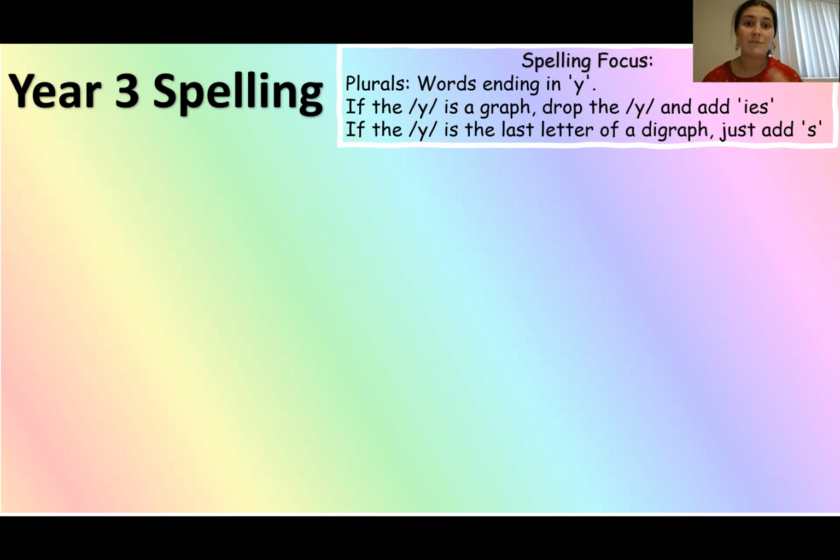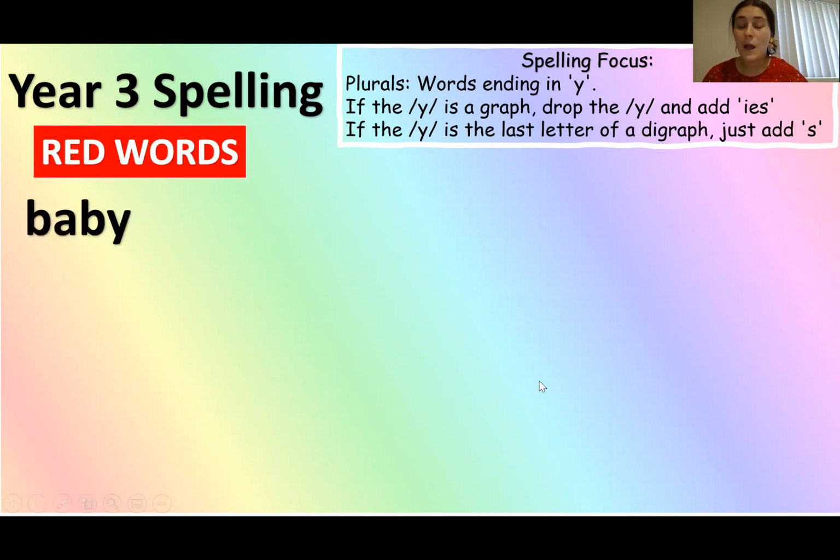The first one is if the Y at the end of the word is just a graph, so one letter making one sound, we drop the Y and we add the suffix IES to make the word plural. And the other one is if the word ends in Y, but it's a digraph, so it might be EY, we don't do anything to it, we don't drop it, we just add an S at the end. I'll show you some examples now. If that sounds a bit confusing, that's okay, it's only Monday. You've got lots of practice to do this week.